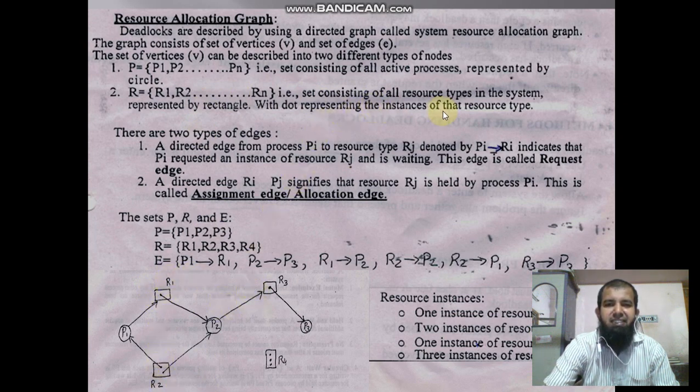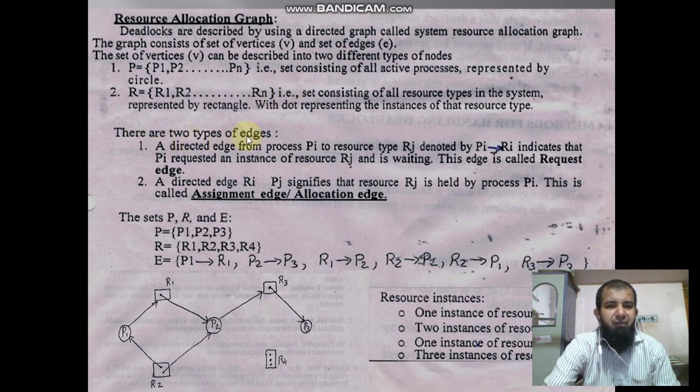A dot in a rectangle represents an instance of that resource. So here three dots are there, here only one dot, here two dots, here only one dot. All are instances of resources.